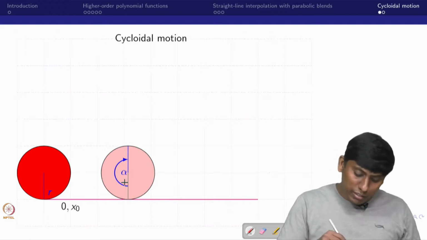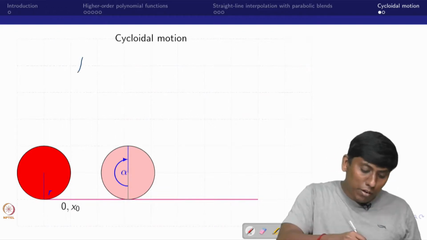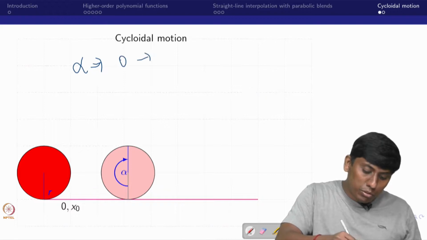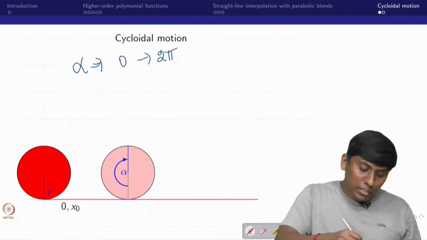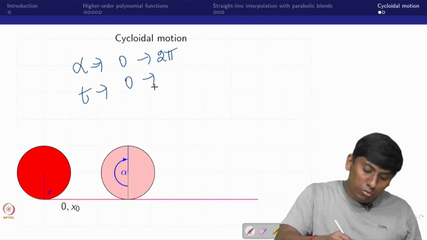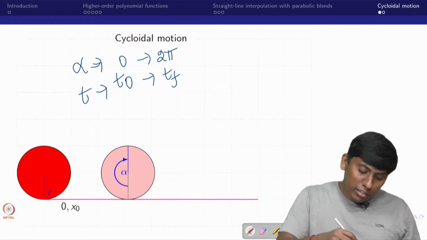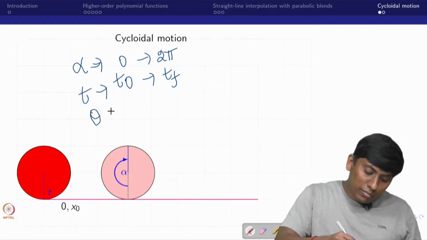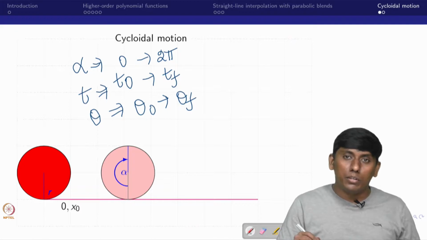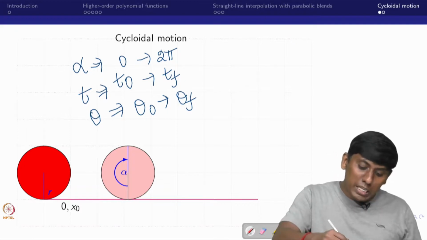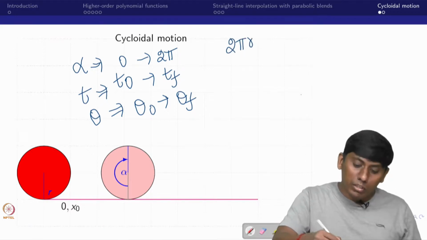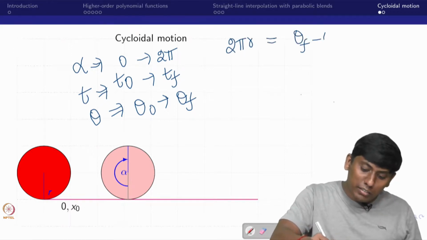So now you can see this is what I call alpha. This alpha varies from 0 to 2 pi, and at the same time t varies from T0 to Tf. Additionally, theta goes from theta 0 to theta f. This is what we are trying to cover. So in that sense, what would be the total distance? The total distance covered is 2 pi r, which would be equal to theta f minus theta naught.